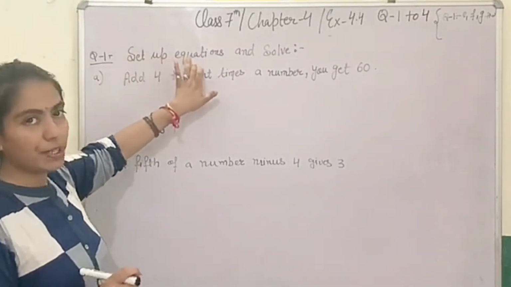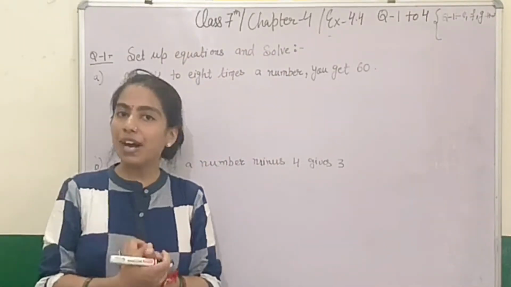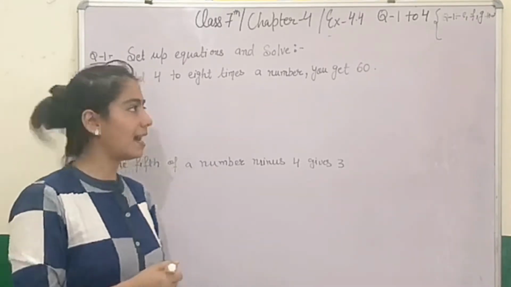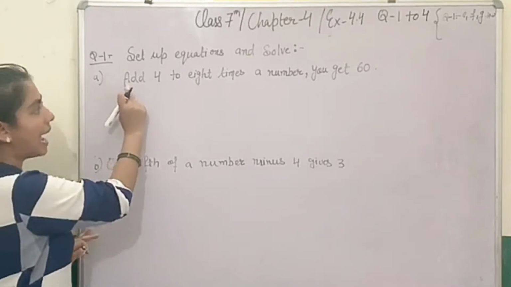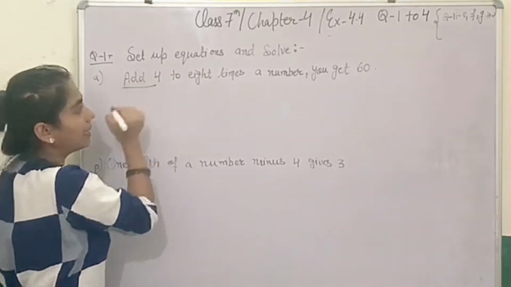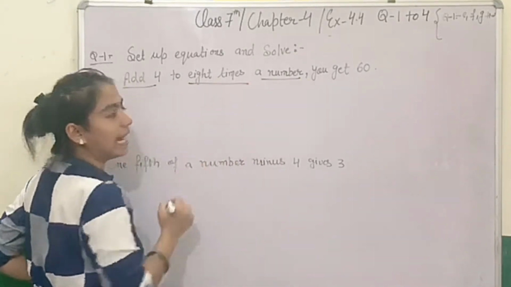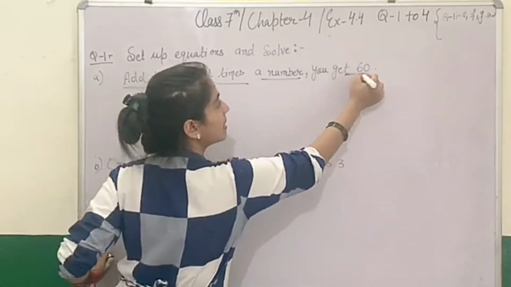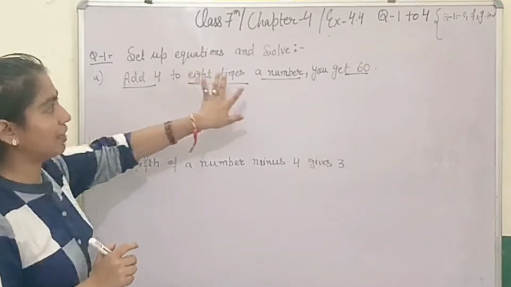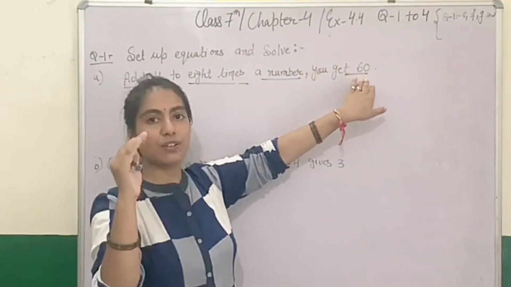Set up an equation from the statement and solve it. Solve it means you have to find the unknown value, the x value, right? So let's start. If I add 4 to 8 times a number, you have to add 4 to the number which is 8 times, and then you will get 60. How many steps are there? 2 steps. First this step, then the second step, and then the third step is that it equals 60.